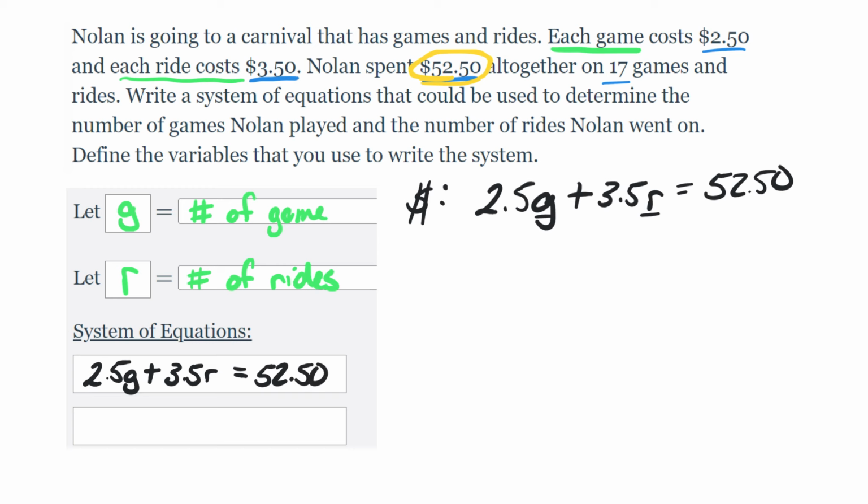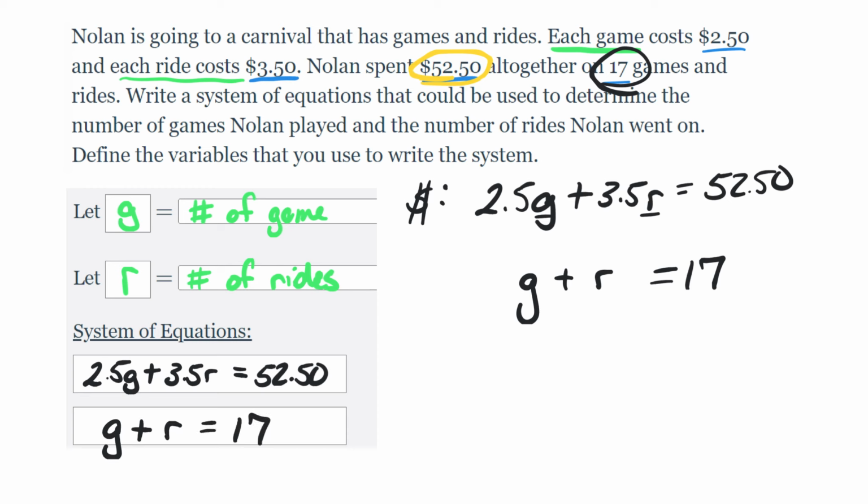Now the next equation is the how many. How many rides and games? Well, altogether we know he did 17. And the way we find these 17 is we take the number of games he played plus the number of rides he rode, and this should total 17. That is usually the easier of the two equations, but a lot of times people forget that one. They want to find some kind of complex equation, but that's all it is. We find an equation that tells us how much it will cost, and then how many rides. Now, it's not always this, but it's often this.